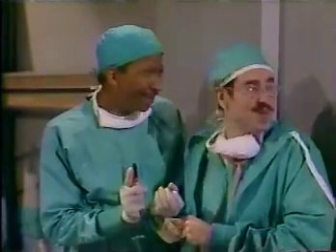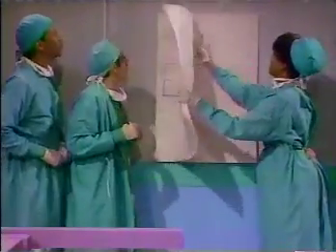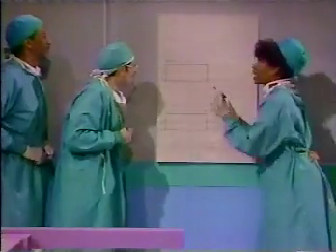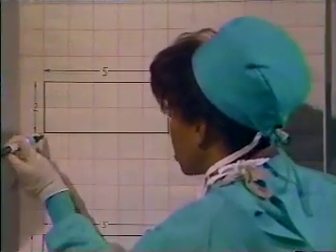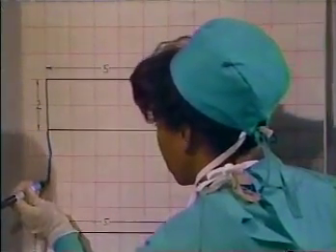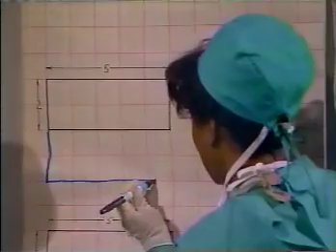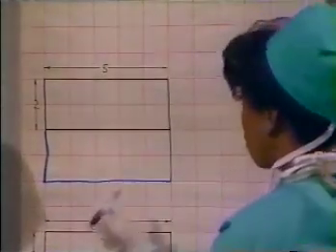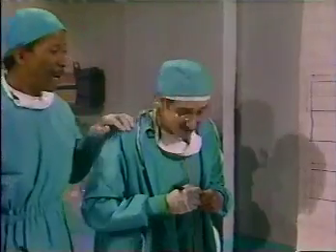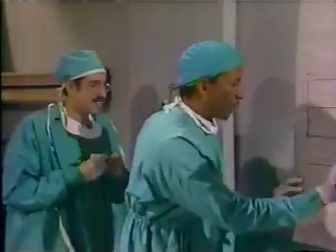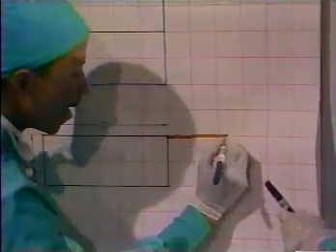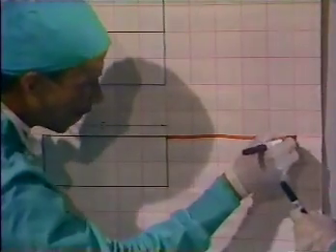Oh, sure. I get it. Look at this. We can double the width from 2 to 4 and keep the length the same. 4 times 5 is 20. Exactly. Or we can double the length and keep the width the same.